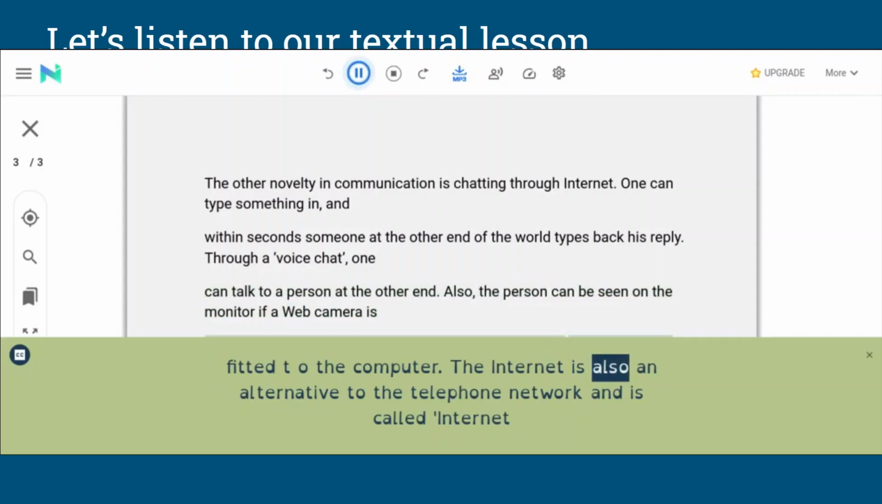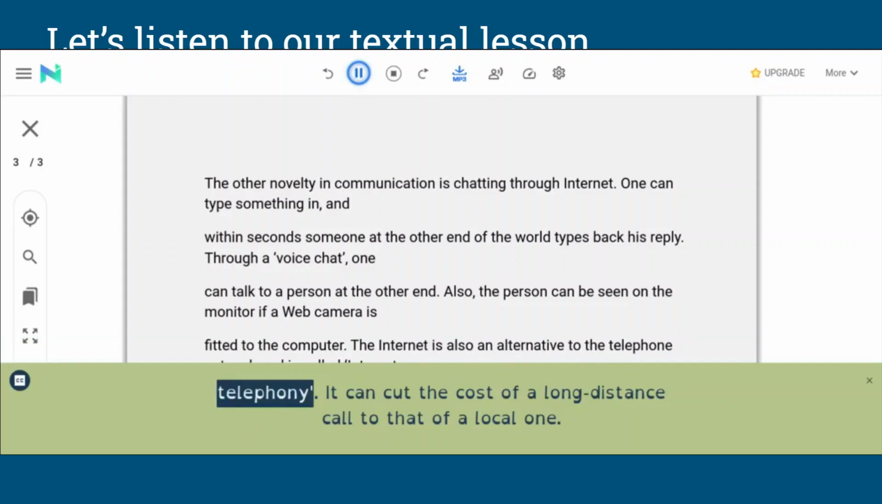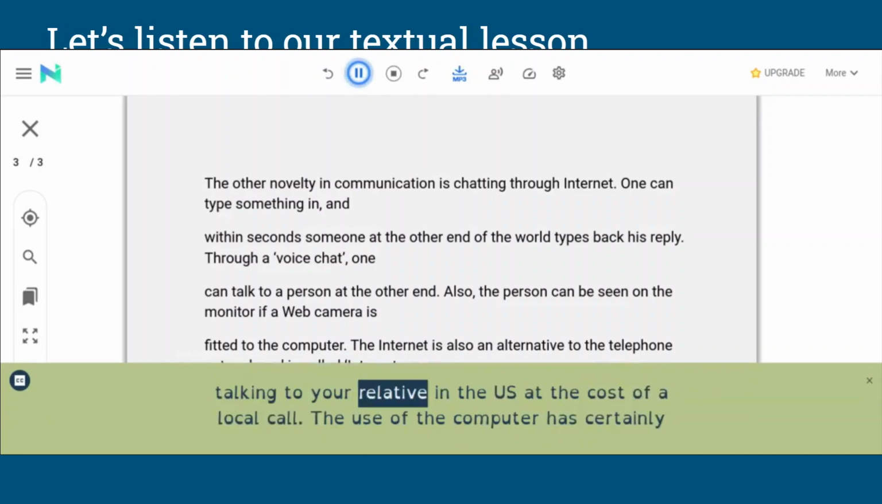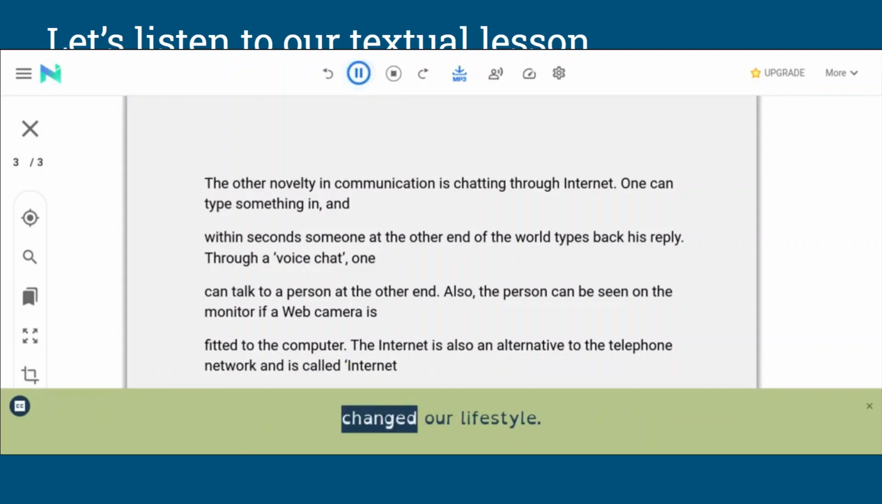The internet is also an alternative to the telephone network and is called internet telephony. It can cut the cost of a long-distance call to that of a local one. Imagine the pleasure of talking to your relative in the US at the cost of a local call. The use of the computer has certainly changed our lifestyle. Distance is not a problem at all.